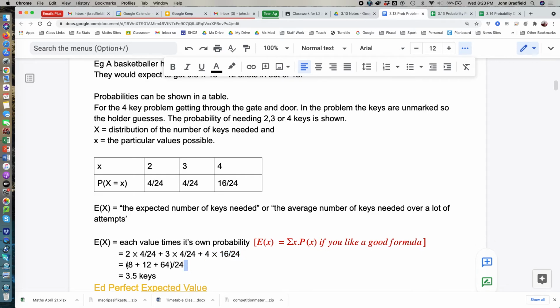If I add them all up, and I can do this on a calculator one way or another, the answer comes to 3.5 keys. So I would expect on average, if it was simply done randomly, to use 3.5 keys to get in through both the gate and the door.